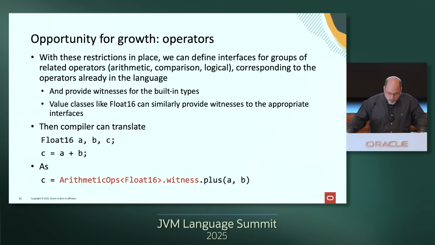So how does that work? If the compiler encounters an addition, C equals A plus B, where A, B, and C are Float16, the language is going to say, okay, can I find a witness to the arithmetic operations on Float16? That's something it can verify statically at compile time. And if it finds it, it can summon the symbolic constant for that witness and translate this as: load up the witness, call the plus method on it, and that's the result.